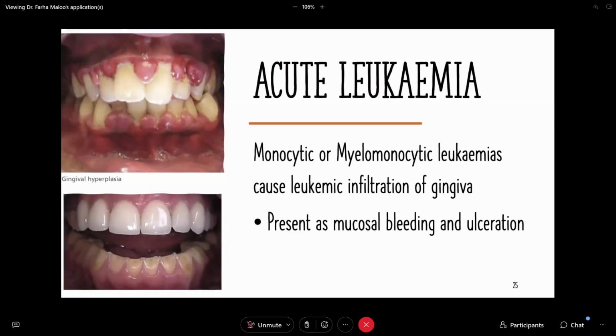Acute leukemias. Monocytic or myelomonocytic leukemias will present with recurrent mucosal ulcerations and bleeding. This is because of leukemic cell infiltration of the gingiva, or the gums. So there will be gingival hyperplasia and gingival ulcerations.